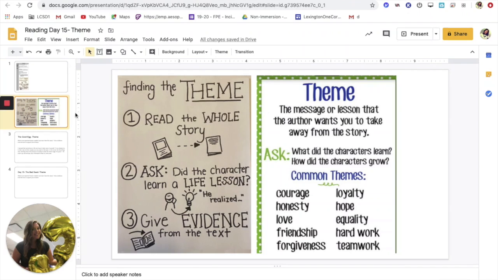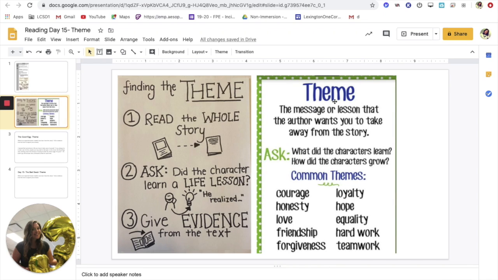So this slide shows you how we find the theme. First, you have to read the whole story. You can't just read part of it. You have to read the whole story. You have to ask yourself, did the character learn a life lesson? Did they realize something at the end of the book? And then you have to give evidence from the text. So you can't just name the lesson. You have to give evidence from the text that shows why he learned that lesson or how he learned that lesson.